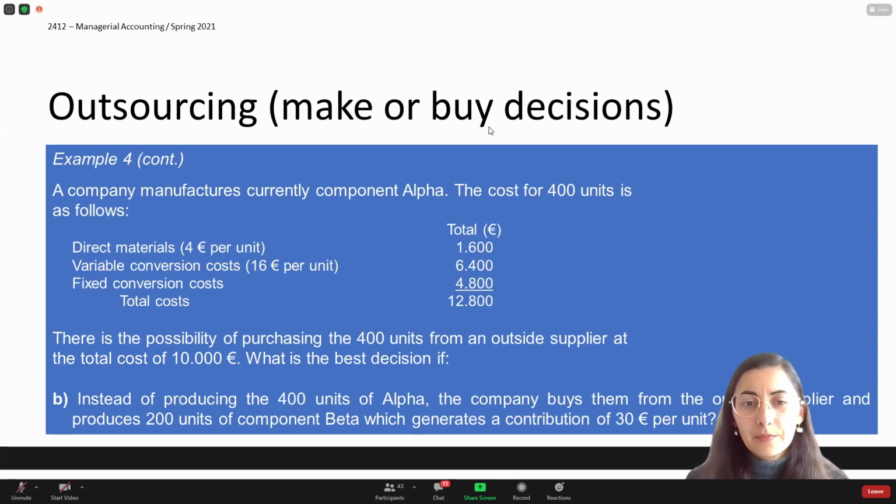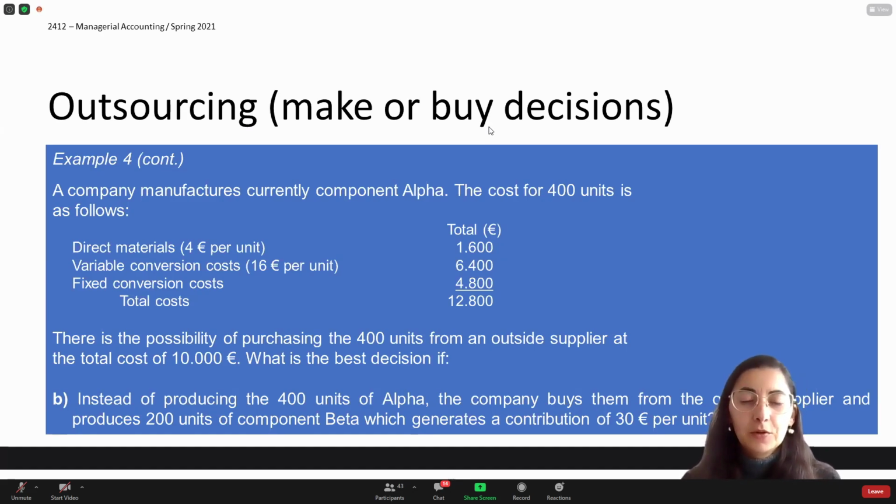They should outsource, of course, because if they make, the cost will be 12,800. If they buy, the cost would be 14,800 minus the contribution margin, that is 6,000. So they would be better off.